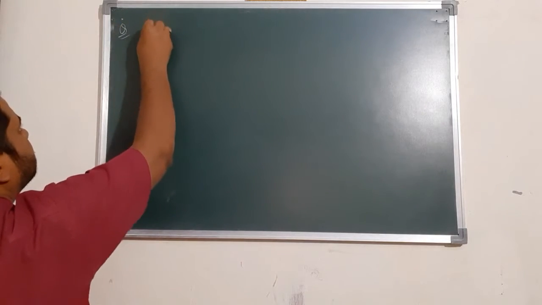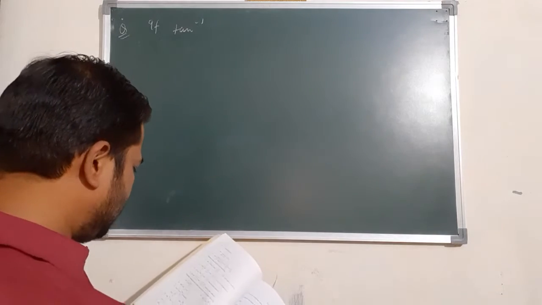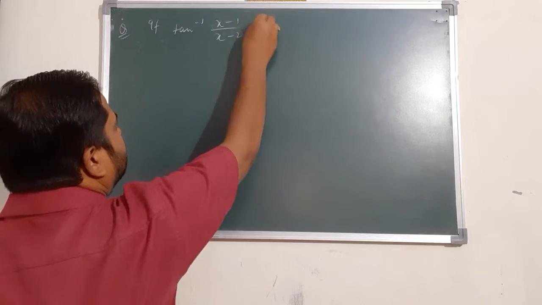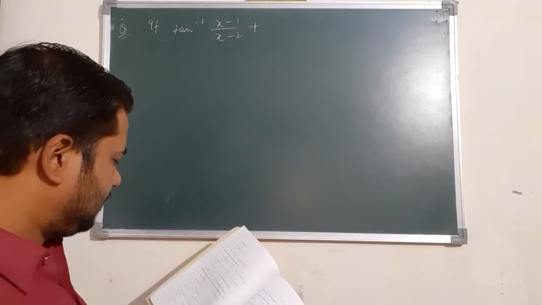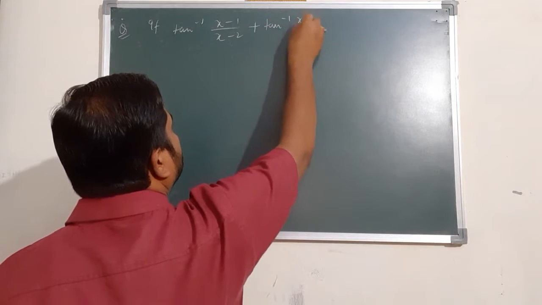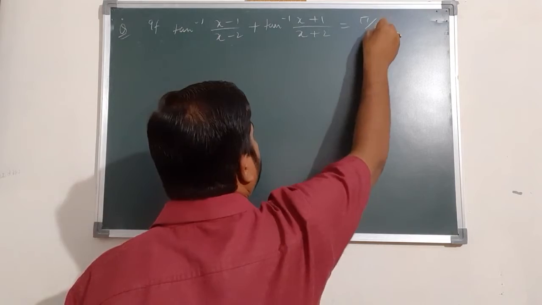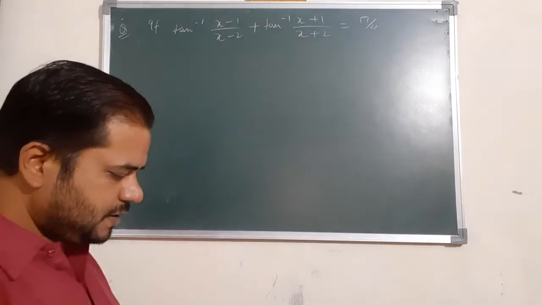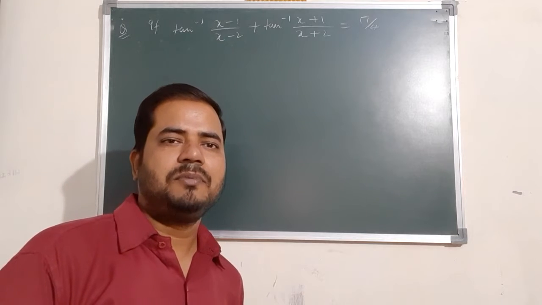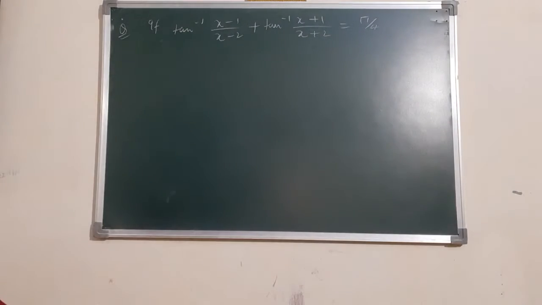If tan inverse of x minus 1 upon x minus 2 plus tan inverse of x plus 1 upon x plus 2 is equal to pi by 4, then find the value of x. So we have to find the value of x. Okay, so see the solution.